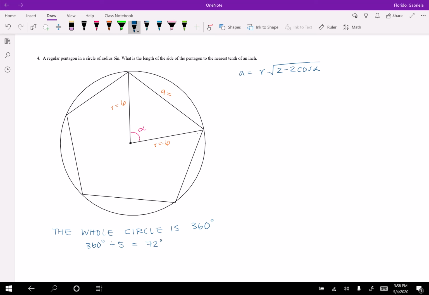All of these central angles created with the pentagon are going to be 72 degrees. And so we can plug everything into this formula. Little a, which is what we're looking for, is equal to 6 times the square root of 2 minus 2 times cosine of 72 degrees. If we plug all this into our calculator, we get that a is approximately 7.1 inches.